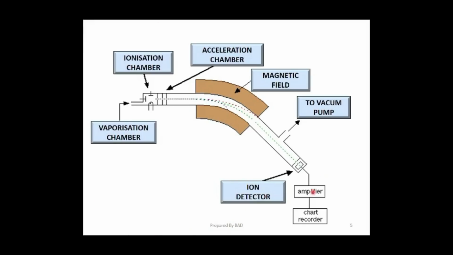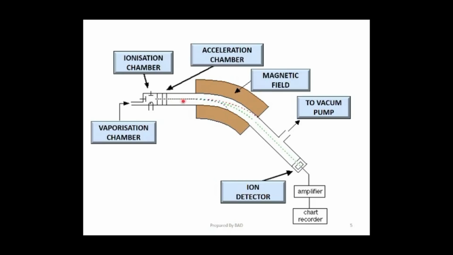This is a diagram of a mass spectrometer. We have a vaporization chamber here, where we put the sample. This is the ionization chamber, to ionize the sample. This one is the acceleration chamber, to accelerate the sample or the particles that we want to analyze.